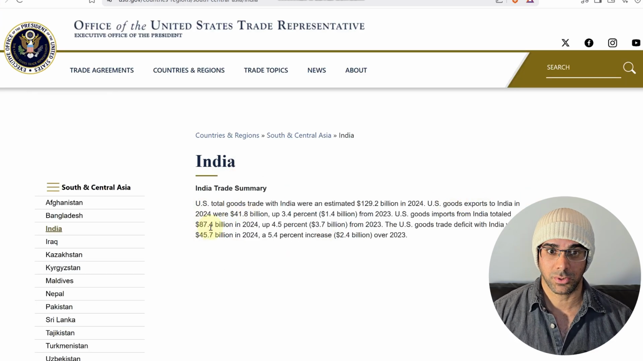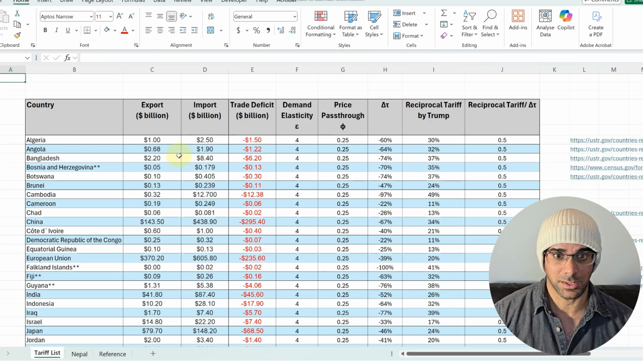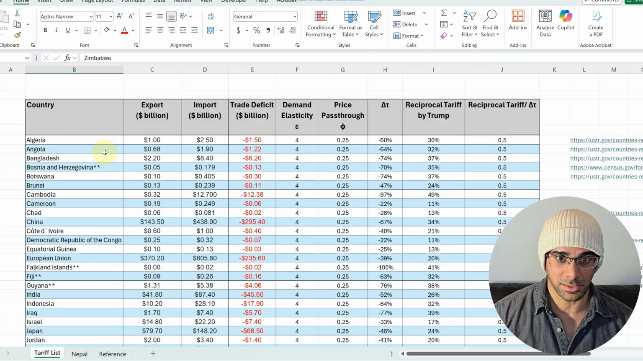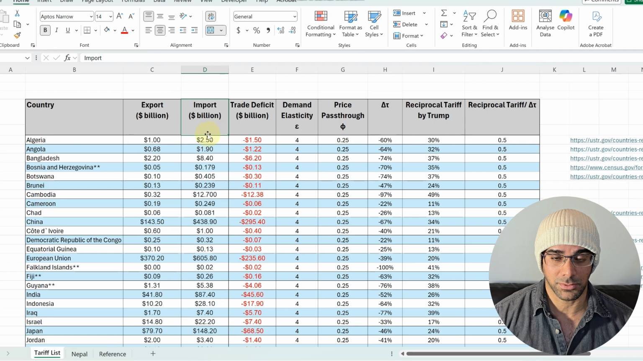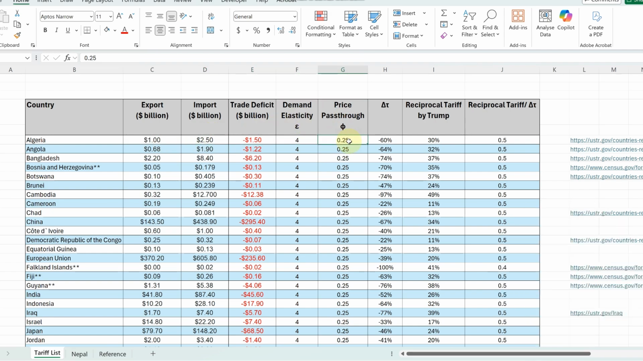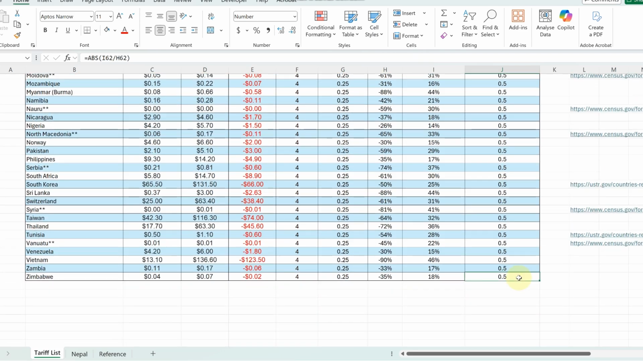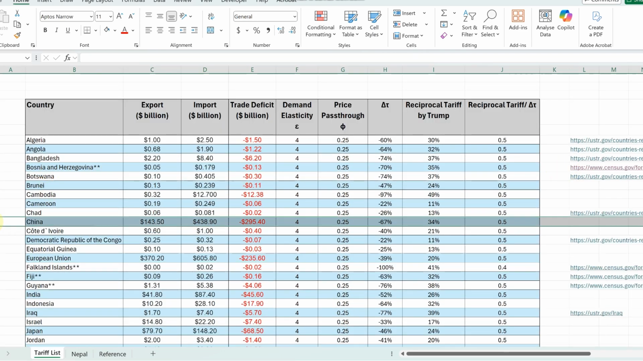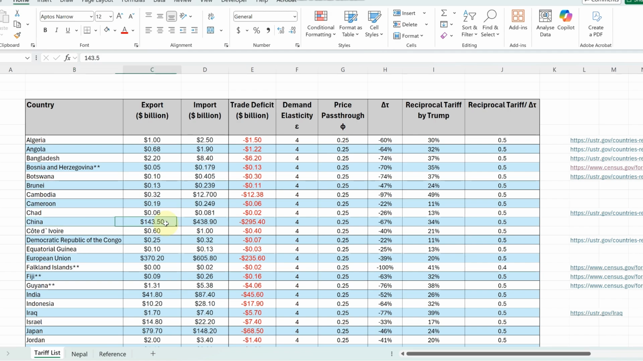It was quite fascinating to see the trade deficit of United States with different countries after I completed the calculations, and a few things jumped out. USA does not have a trade surplus with any of these countries, which is quite obvious, otherwise they would not be in this tariff list. And the biggest trade deficit is with China, and then it is with European Union.